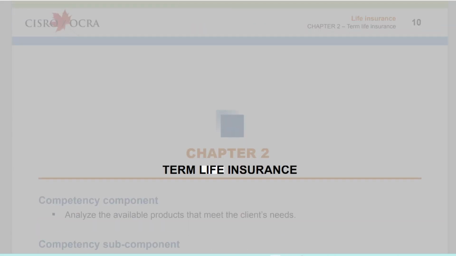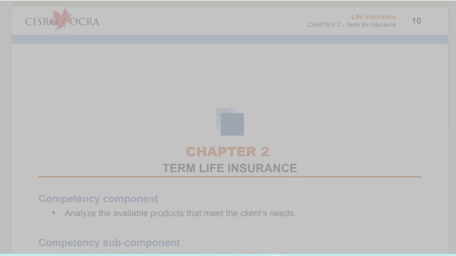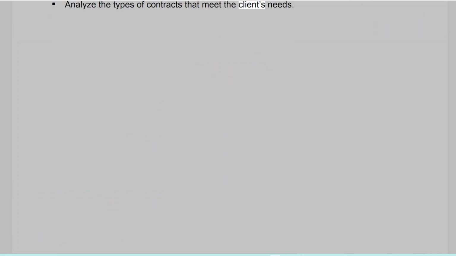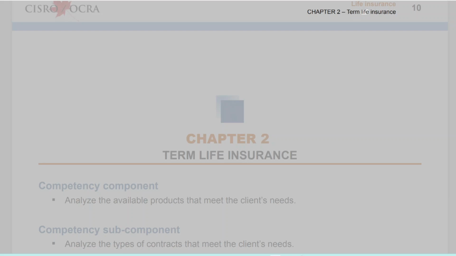Chapter 2: Term Life Insurance. Competency component: analyze the available products that meet the client's needs. Competency subcomponent: analyze the types of contracts that meet the client's needs.